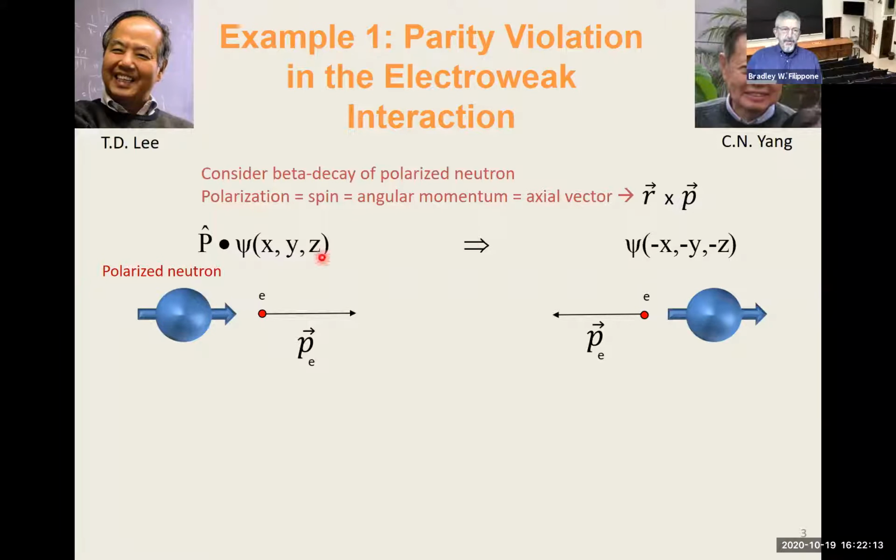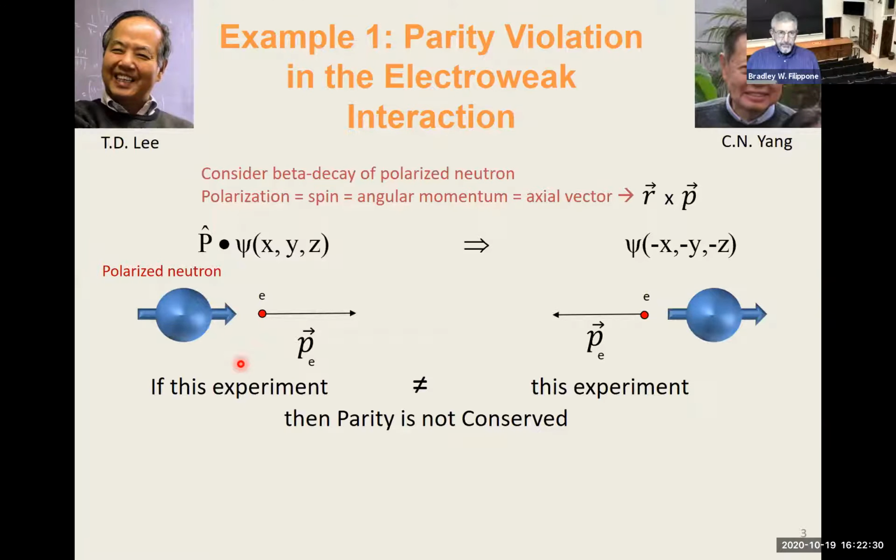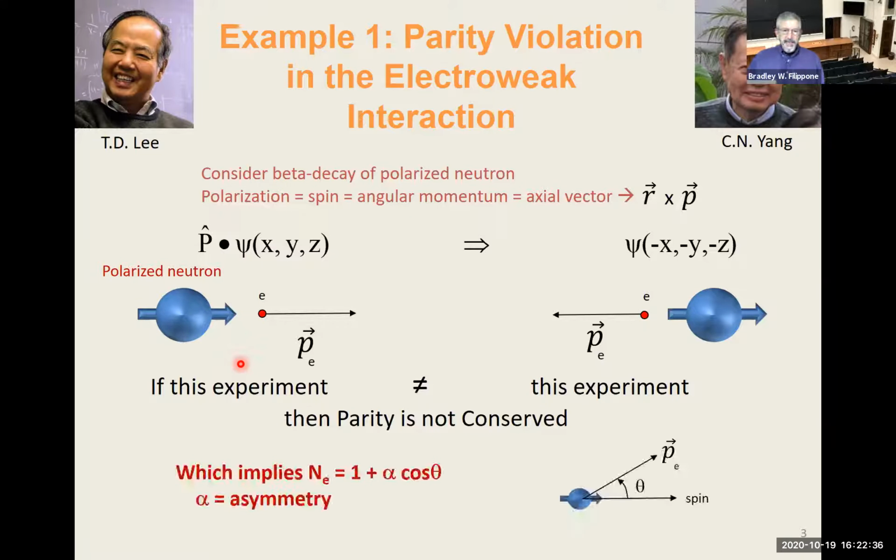So when you operate on this picture on the left with parity, it becomes the picture on the right. The vector momentum of the electron changes sign, but the angular momentum does not. Parity symmetry would say both processes, left and right, are equally likely. If the experiment on the left does not equal the experiment on the right, then parity is not conserved. That's typically characterized by, you can think of it as, an angular dependence.